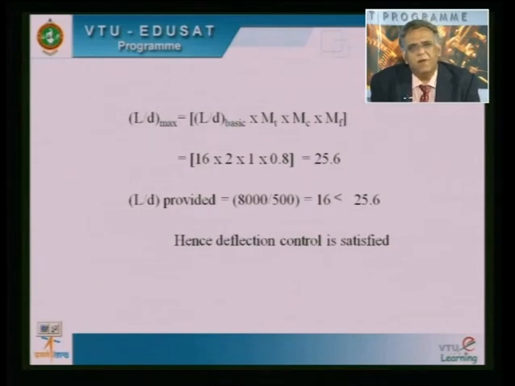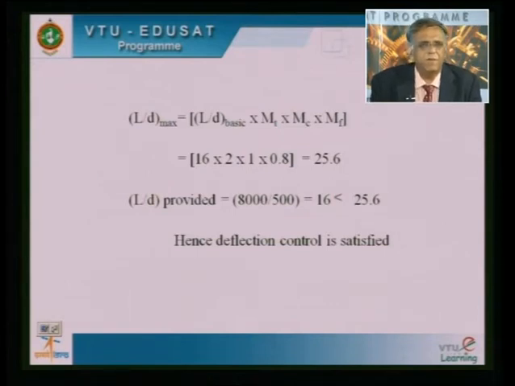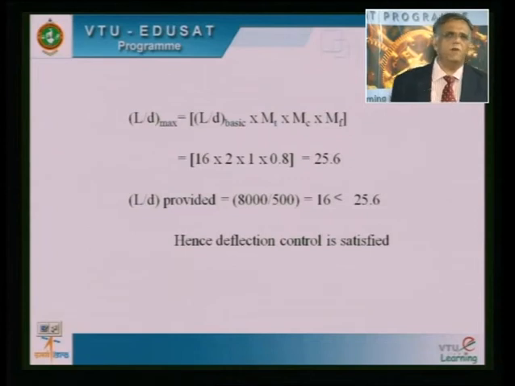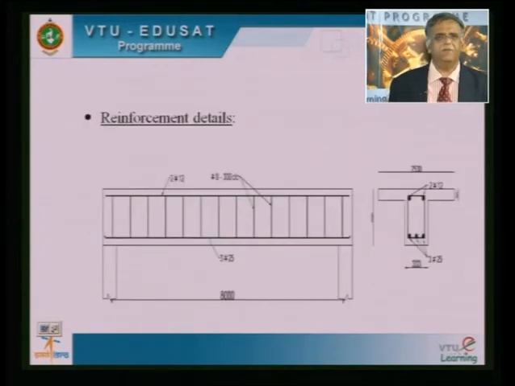So the maximum allowable L by D is nothing but equal to basic L by D into MT into MC into MF. So this has come to 25.6, but the actual L by D provided is 8000 by 500. What is this 8000? It is the span of the beam. D is the effective depth. So actual L by D provided is 8000 by 500, whereas allowable L by D is 25.6. Therefore, when this value of actual L by D is lesser than the allowable L by D, we say that the deflection is satisfied.